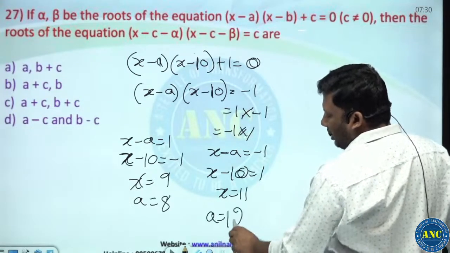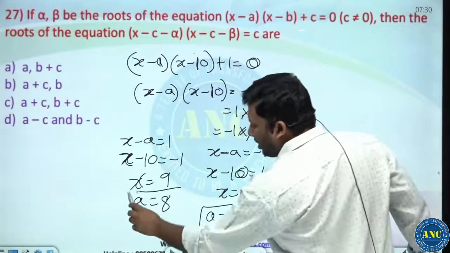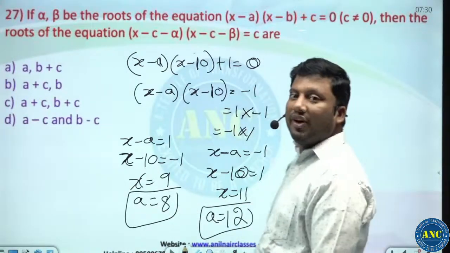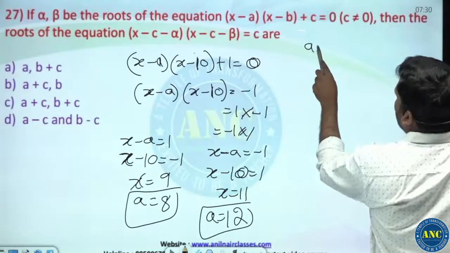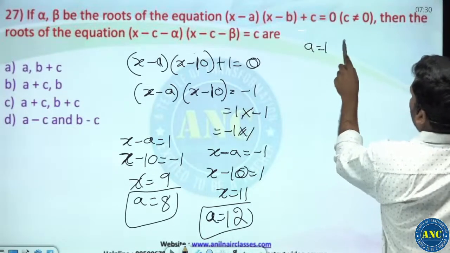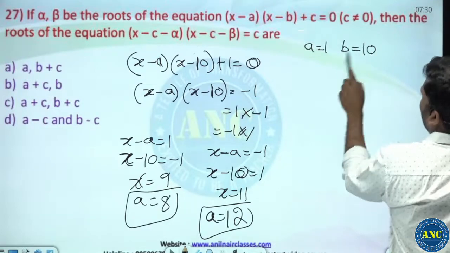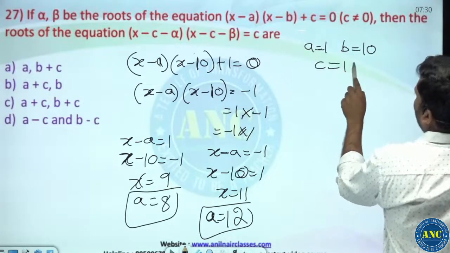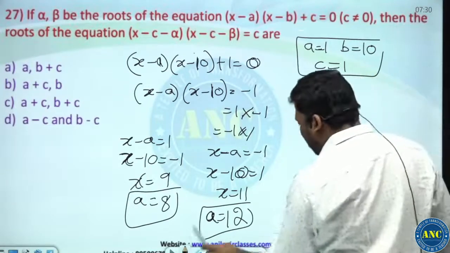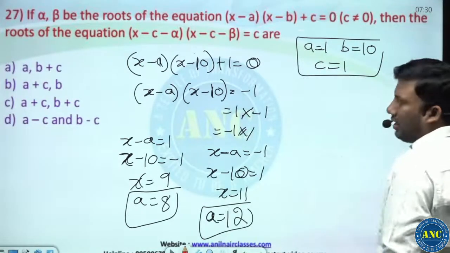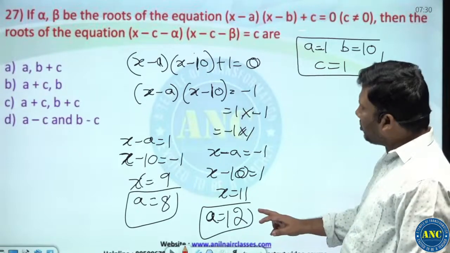Same thing, in terms of variables, it is present in the question. So what you do is take a value 1, b value 10 and c value 1. If I take a as 1, b as 10 and c as 1, what are the values we got?